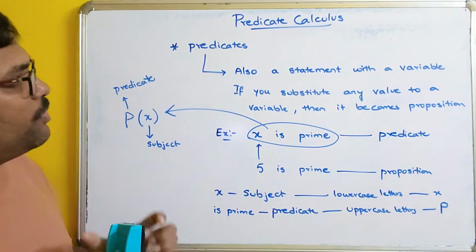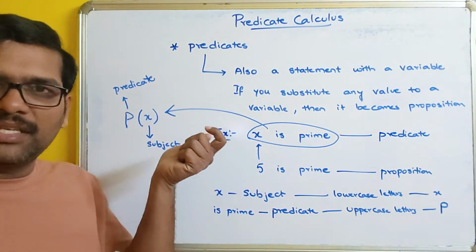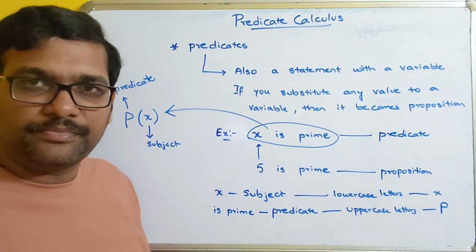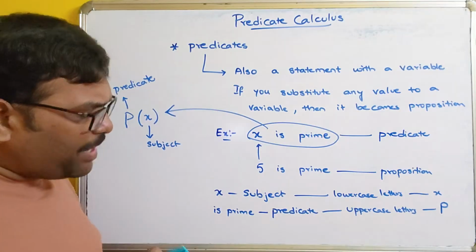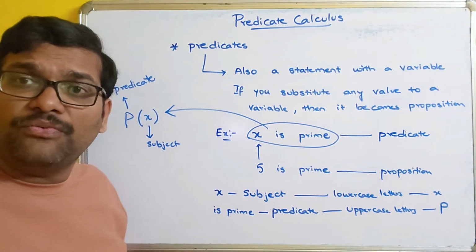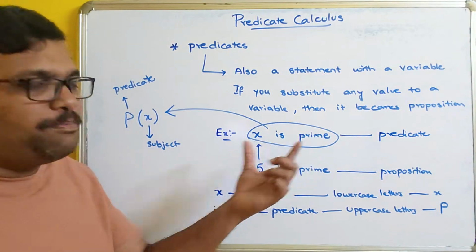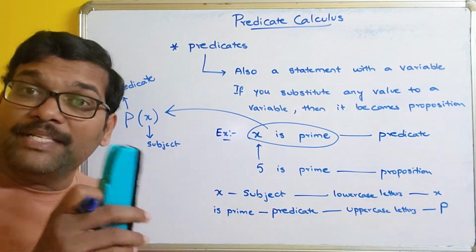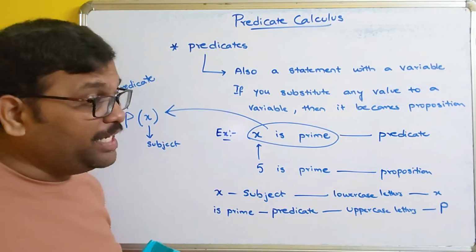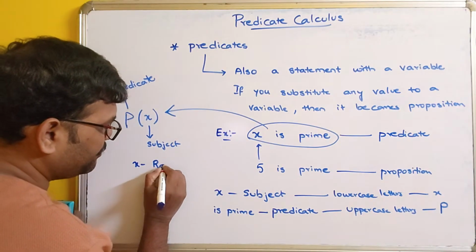So hope you understood what a predicate is. There will be some variables inside the predicate. Now if you say that x is prime, what are the values of x? What is the truth value of this particular predicate? That depends upon the value of x. That means x will be holding some range.